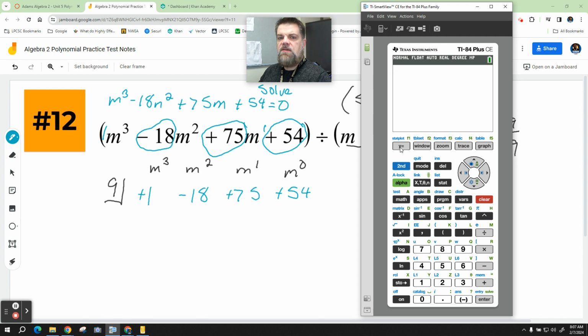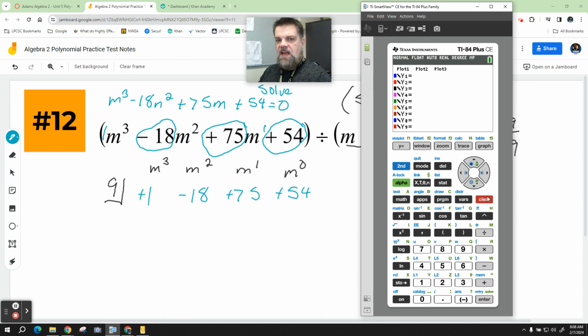So see this button right here that says y equals? You guys see that? Click on that. Now your calculators are used by a lot of math classes, so you might have some stuff in there. You know how to clear that out? This button right here that says clear. So go ahead and clear everything out.